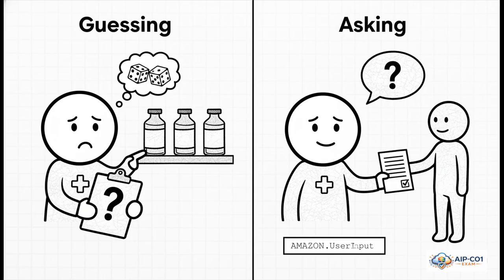And check this out. This is a fantastic pattern for making your agents more reliable. You don't want your agent to guess if it's missing information. By using this Amazon user input signature, you're basically giving it permission to say, hey, I need more info. It's literally the difference between a doctor just guessing what's wrong with you versus one that leans in and asks, okay, so where exactly does it hurt?